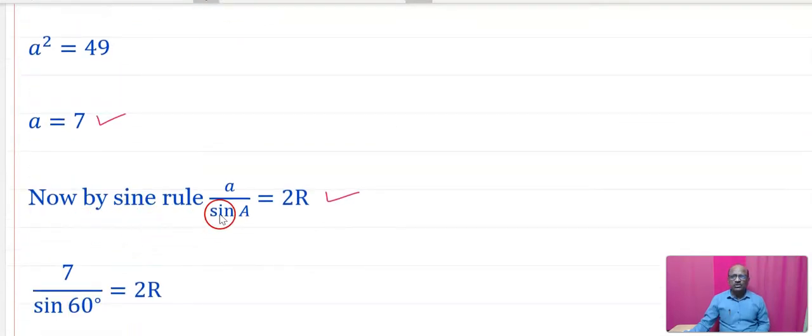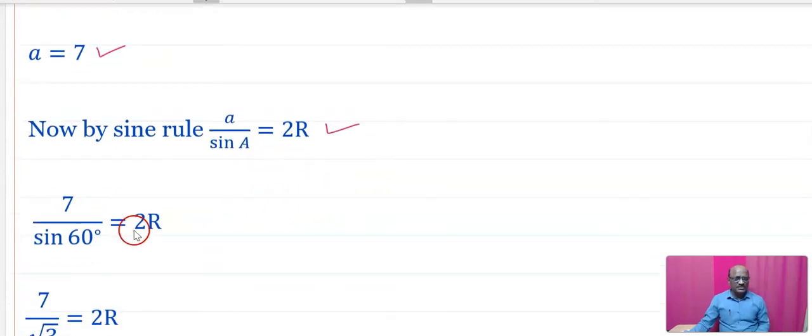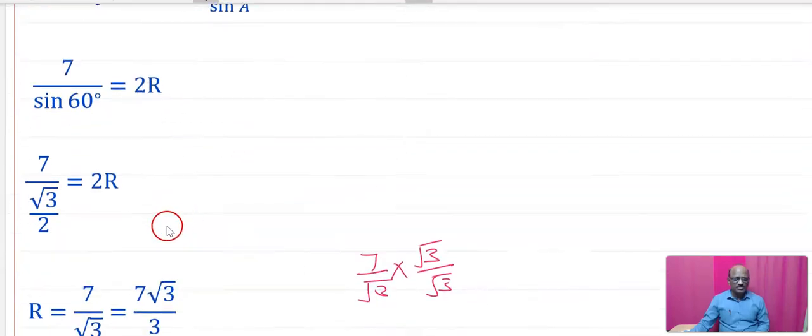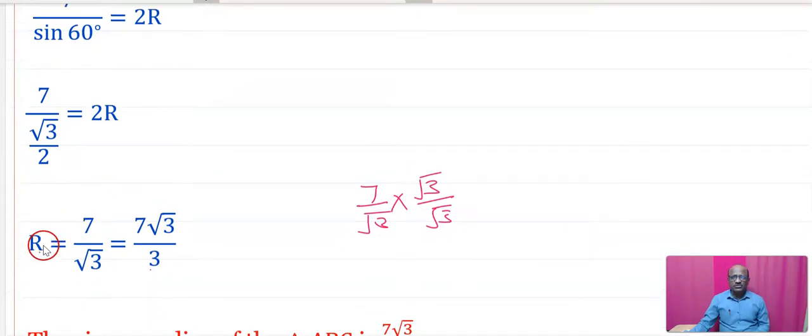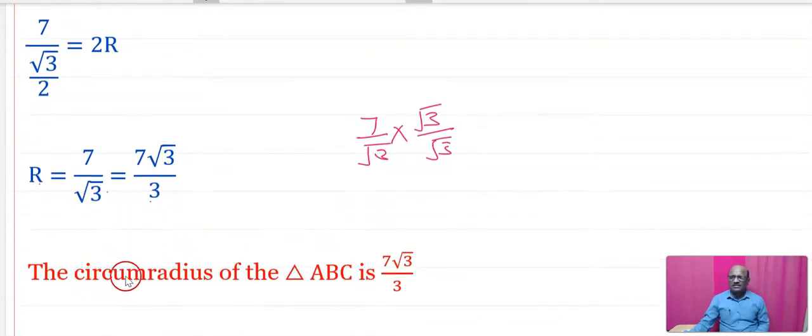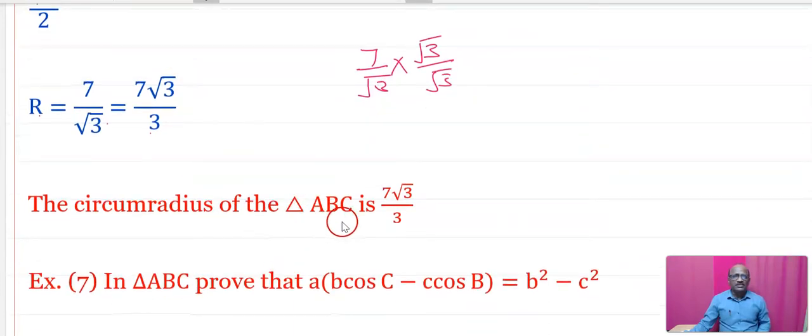Now by the sine rule, we have a upon sine A is equal to 2R, and hence a is 7. 7 upon sine 60 is equal to 2R. Therefore, 7 upon the value of sine 60, which is root 3 upon 2, and if you simplify it, you will get R is equal to 7 upon root 3. Multiplying and dividing by root 3, you will get 7 root 3 upon 3. Therefore the circumradius of the triangle ABC is 7 root 3 upon 3.